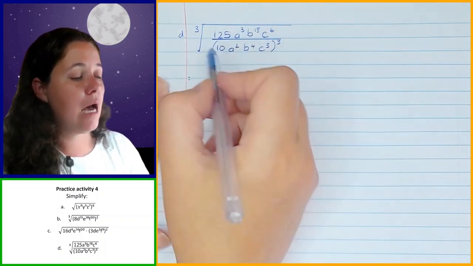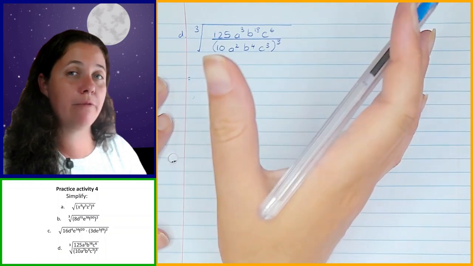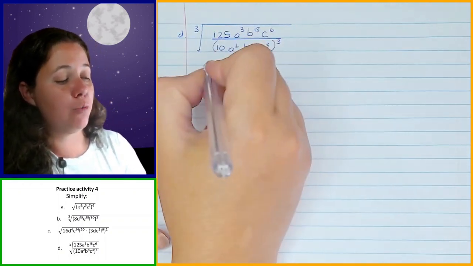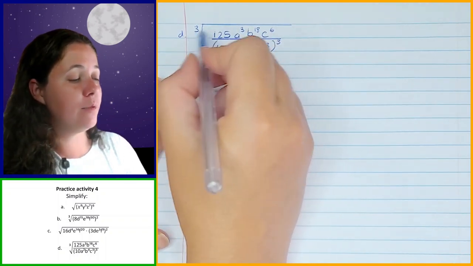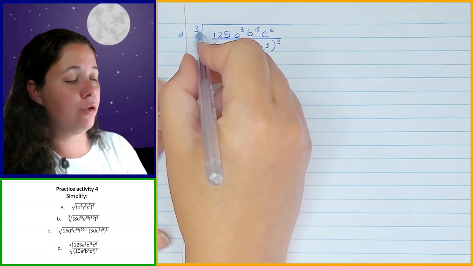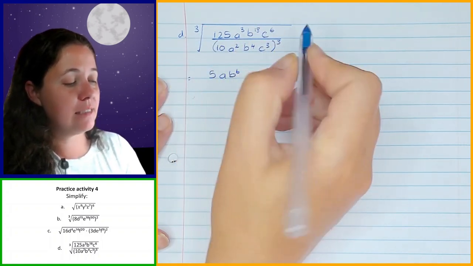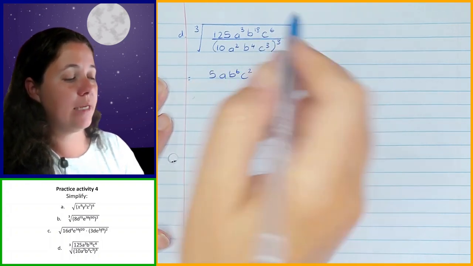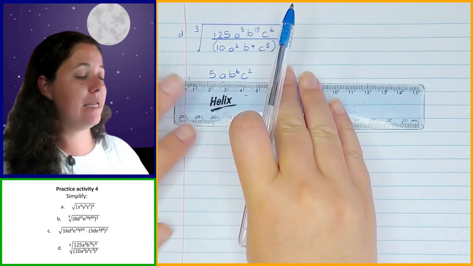So over here, I am going to find the cube root of everything. I can't just find the cube root of some of it. I have to find the cube root of everything. So 125, the cube root of that is 5. The cube root of a cubed is a. The cube root of b to the power of 18 is b to the power of 6. The cube root of c to the power of 6 is c squared. So that's what I end up with in my numerator.